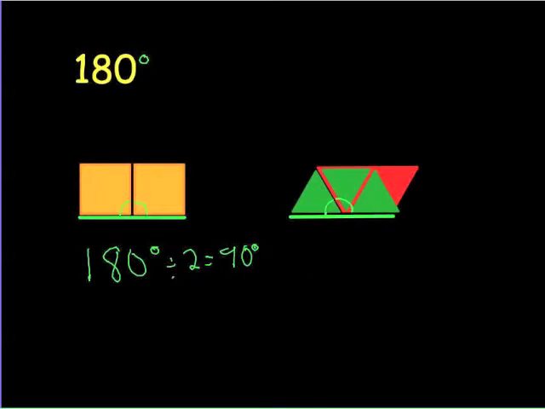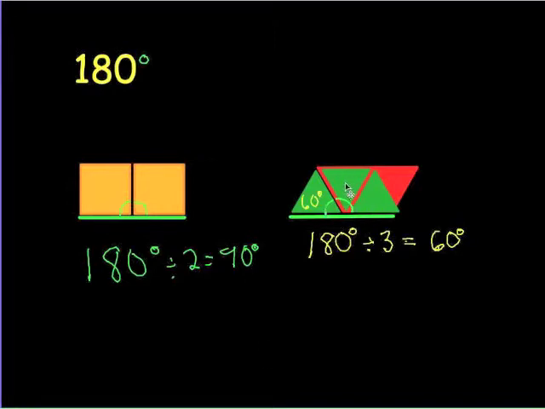So now we can start and we can go 180 degrees, straight line, 180 degrees, divided by 3 equals 60 degrees. But that only tells us the measure of this angle right here. The measure of this one would be 60 degrees. It doesn't tell us what this one is.